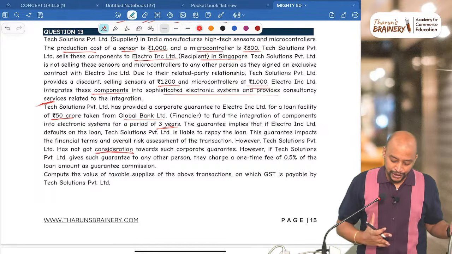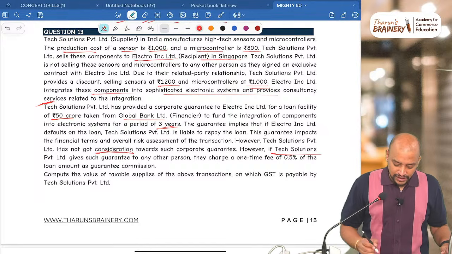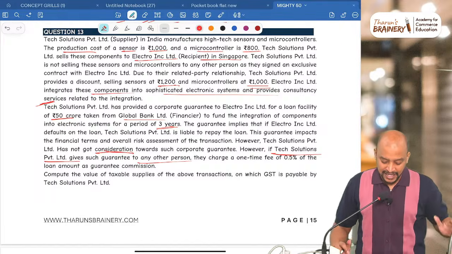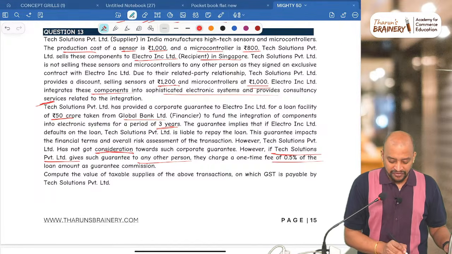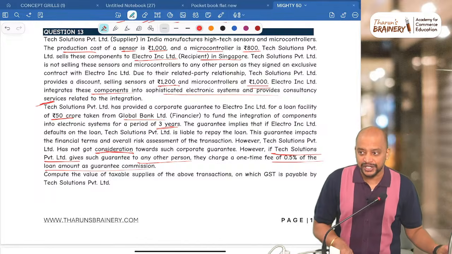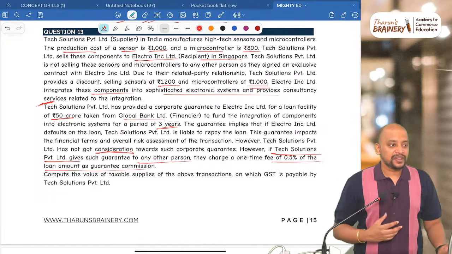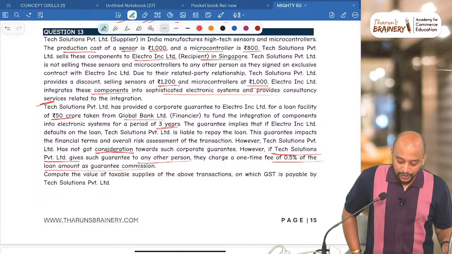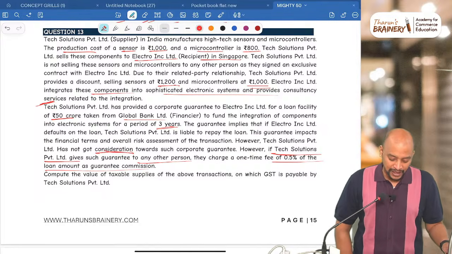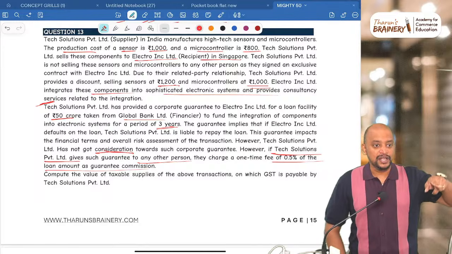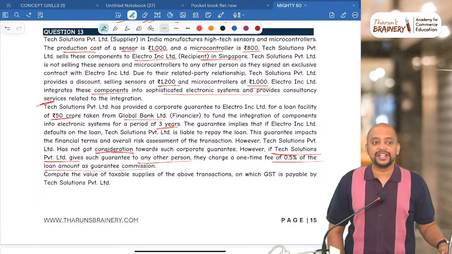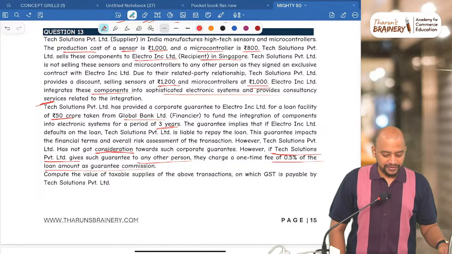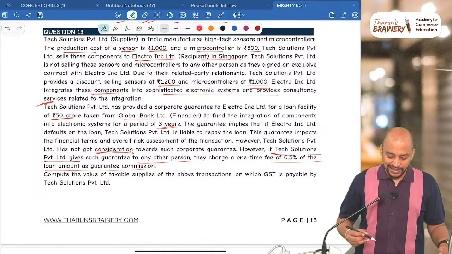So therefore continue further. However, if Tech Solutions Private Limited gives such a guarantee to any other person, they charge a one-time fee of 0.5% of the loan amount as guarantee commission. So we have open market value or like kind and quality. So as per Rule 28 sub-rule 1, we don't know that date. So open market value we don't have, but like kind and quality we have, because usually how much do they charge for giving the guarantee commission? 0.5% of the loan amount. So therefore 50 crore into 0.5% will be taken as the value.